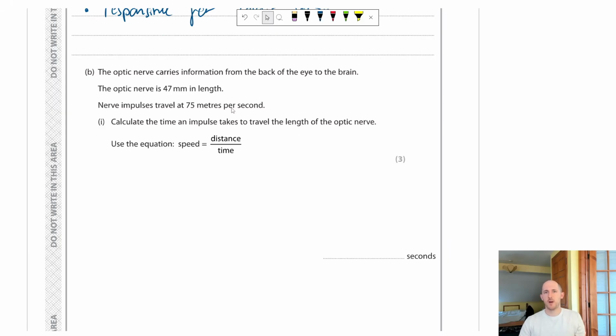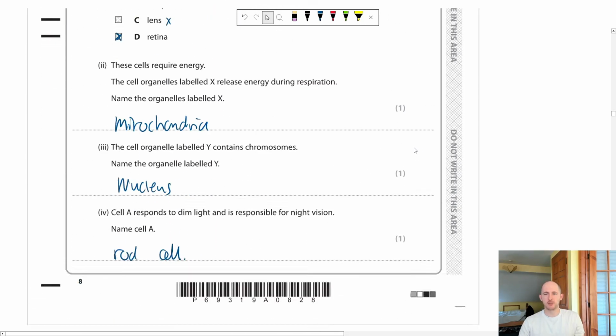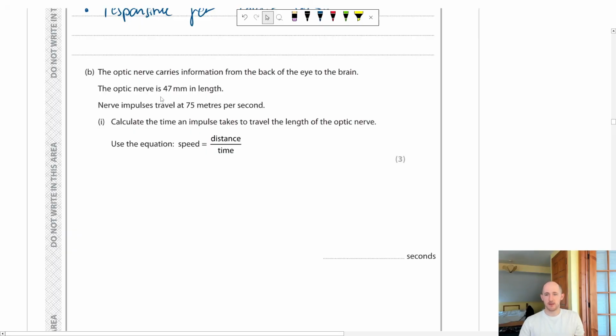Another maths question / physics question, all linked together in a big, fat, juicy 3 marks, which is a pretty sizable chunk of this question. So, we have the optic nerve is 47 millimeters in length. The nerve impulses travel at 75 meters per second. Calculate the time it takes to travel the length of the optic nerve. Super, super easy. This is our distance. This is our speed. We're rearranging for time.